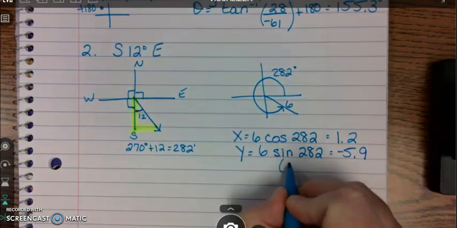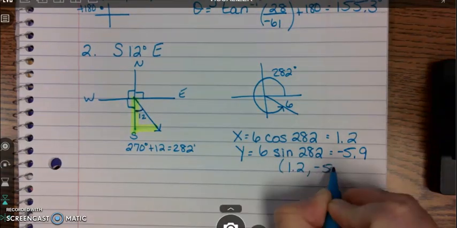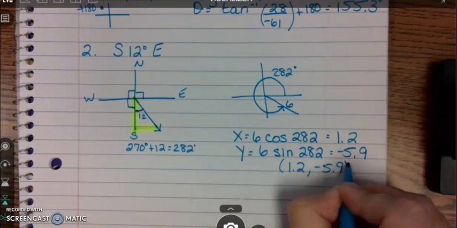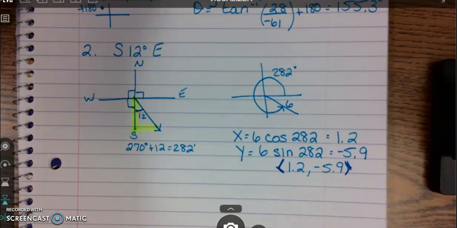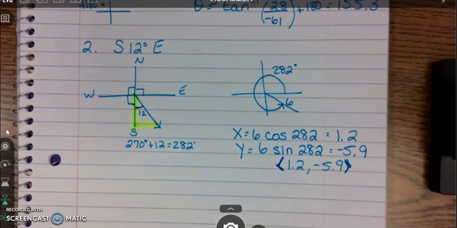If you want, you can write it in this fashion, with the angle brackets. I always forget; I'm not really good at them. So we're done with that one.